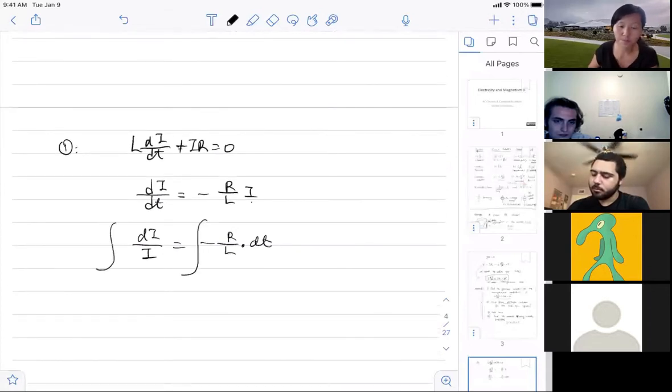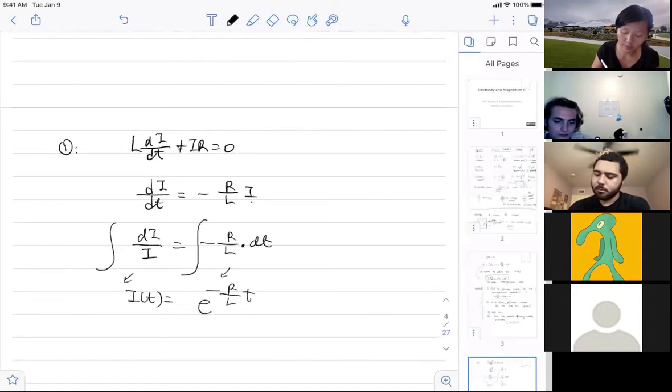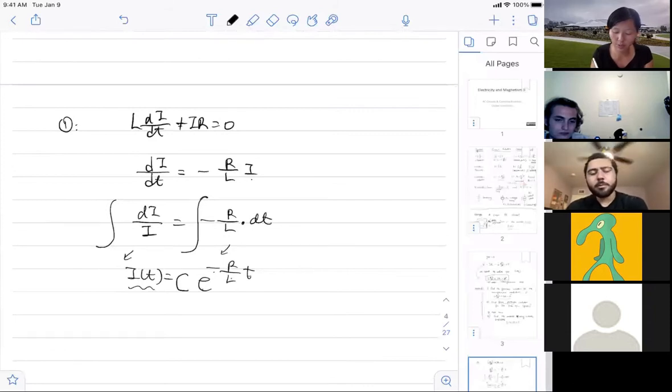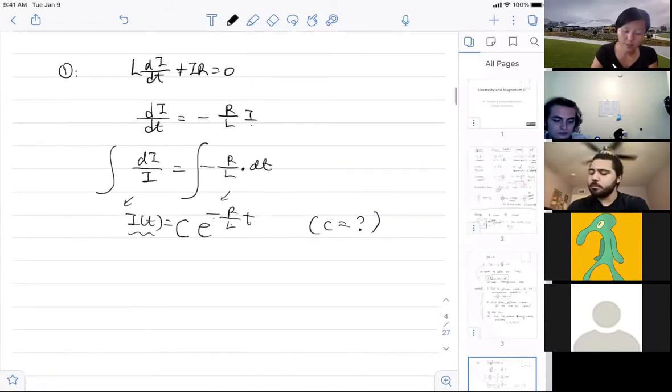Right, so I can integrate both sides. I integrate my left-hand side, I get the log. I integrate my right-hand side, I get negative R over L times t. So this is something you're very familiar with. You get an exponential function, right? I as a function of time is e to the power of negative R over L t. But because of this integration, you will get a constant, so there is some kind of constant in front of it. This is my general solution, but I have a constant, C. We have to find out what it is later.